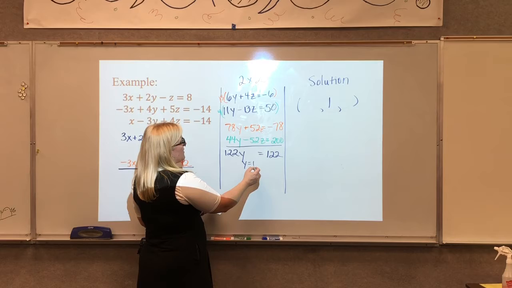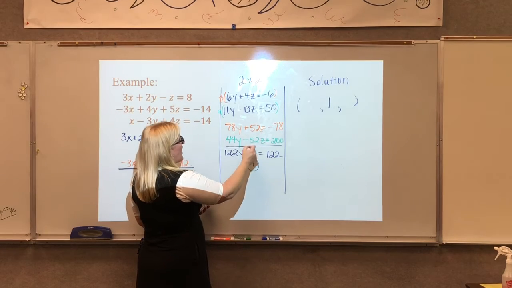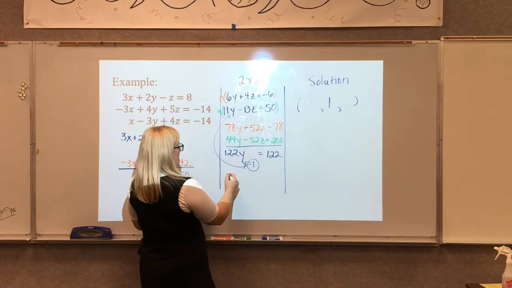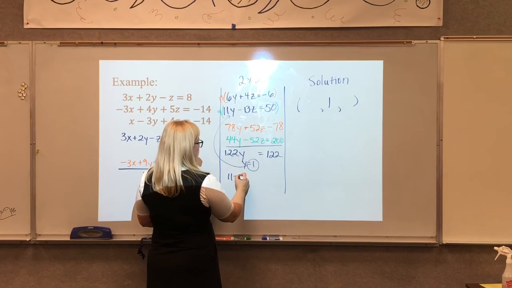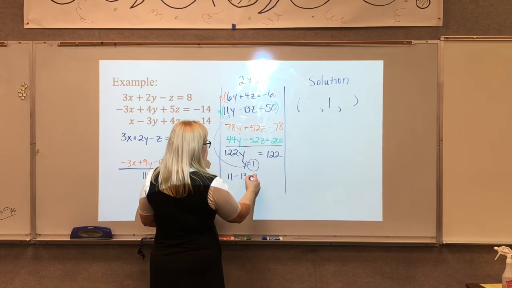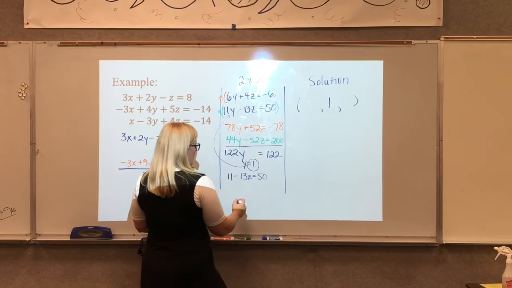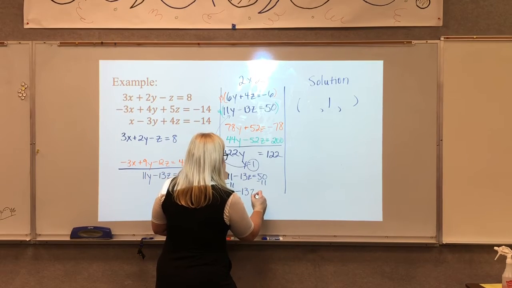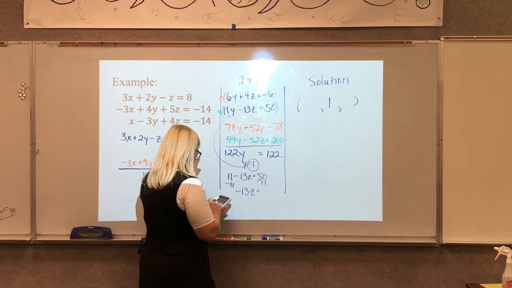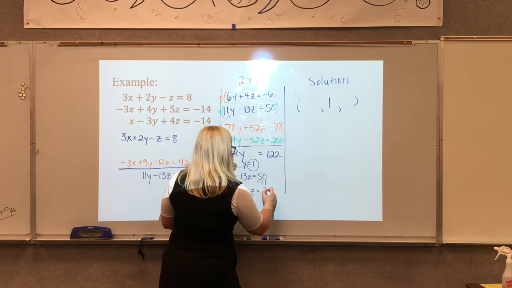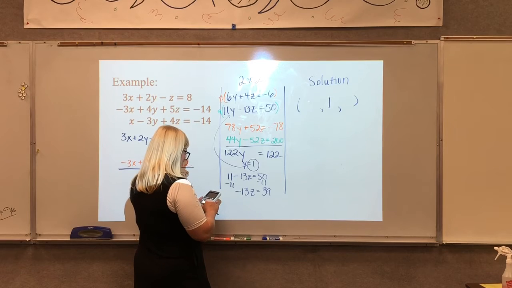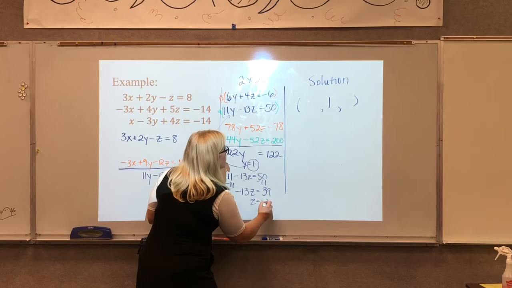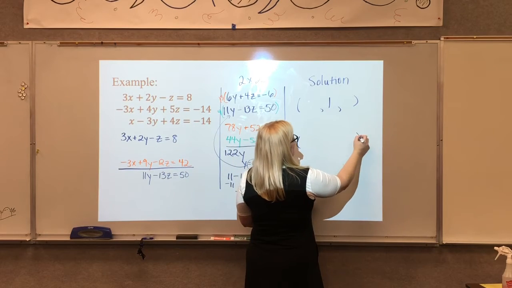Okay, so y is 1, so I'm now going to take this y and I'm going to plug it into one of these, and I'll do that one. So now I have 11 minus 13z equals 50. So I'm going to subtract 11 from both sides. I get negative 13z equals 50 minus 11 is 39. 39 divided by negative 13 is negative 3. You know what? I'm actually going to move this down a little bit.